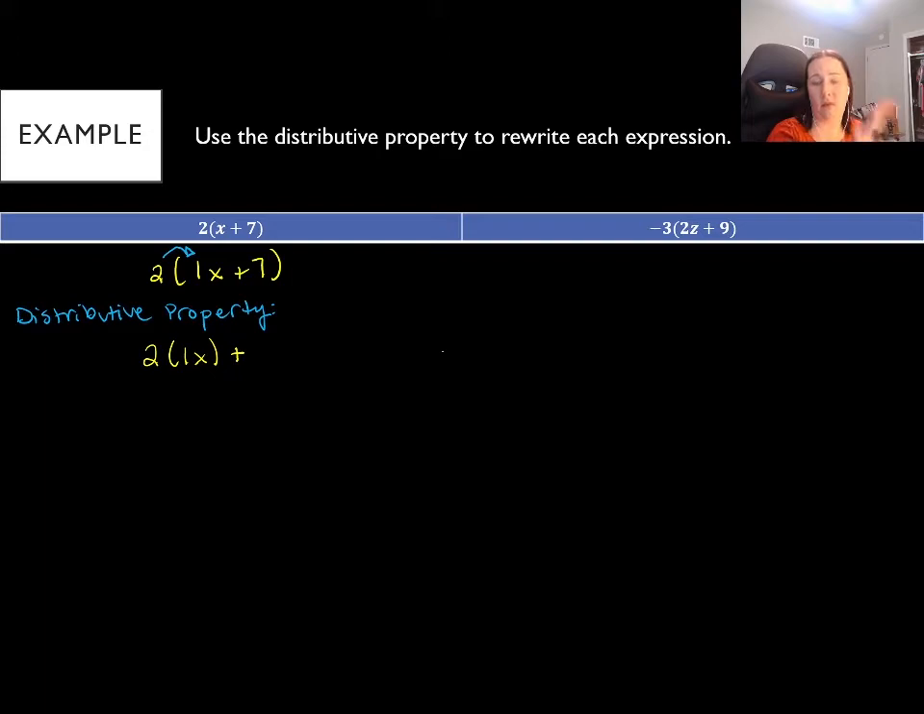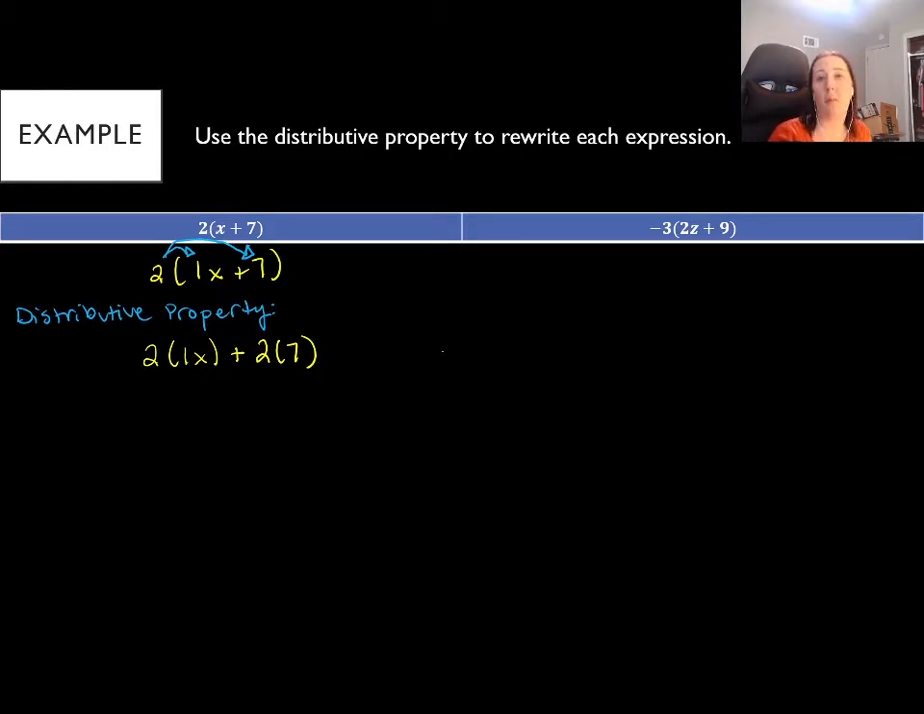So whatever the sign is in the parentheses, that's the same sign that you write down. And then I take that 2 and I'm going to multiply it by the 7. So again, I'm just simply writing this down, but I usually do the multiplication in my head. So we have 2 times 1x plus 2 times 7.